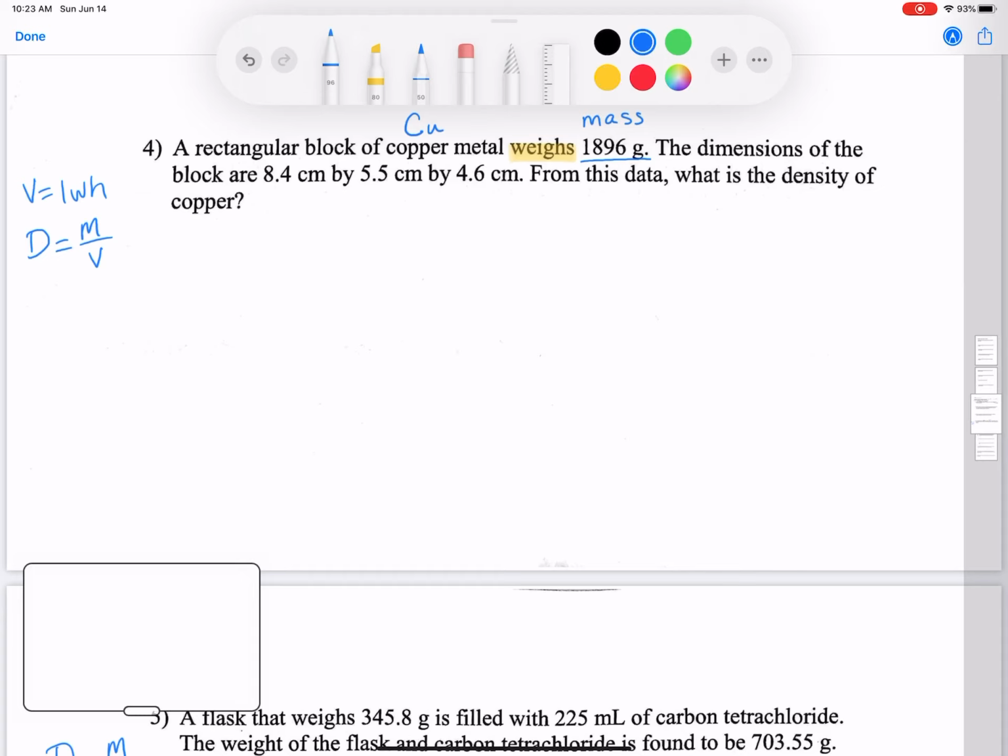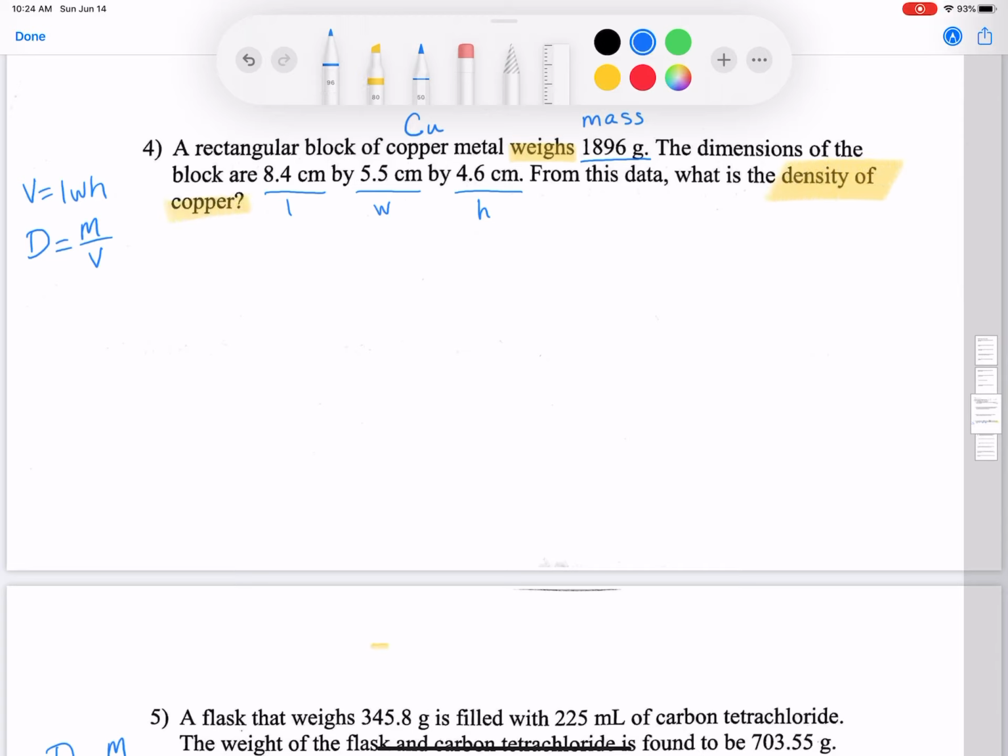So you have the mass given to you in the problem, and then you're also told the dimensions of the block. So you're given the actual measurements, and the measurements they give you are 8.4 centimeters by 5.5 centimeters by 4.6 centimeters. So the dimensions that they provided you in this question are actually the length, the width, and the height. So they've given you the volume without directly giving you the value of the volume. You will have to calculate that on your own. So from this data, what is the density of the copper?